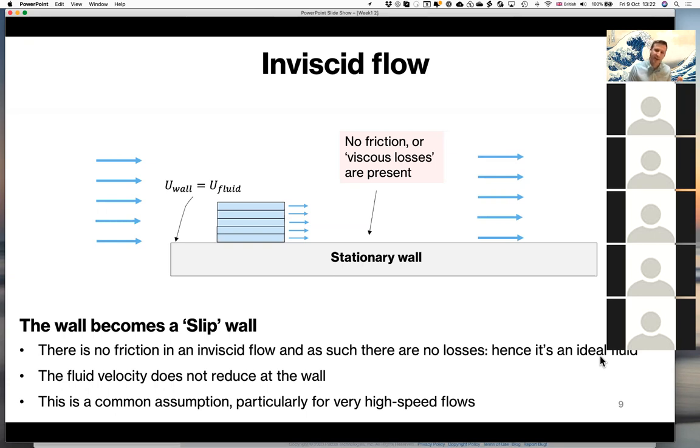You know, that's a myth. There's no such thing. But for the purpose of this kind of theoretical analysis, it's useful. Fluid velocity doesn't reduce at the wall. But it can be directed by the wall, and this is something that we can come back to later on.